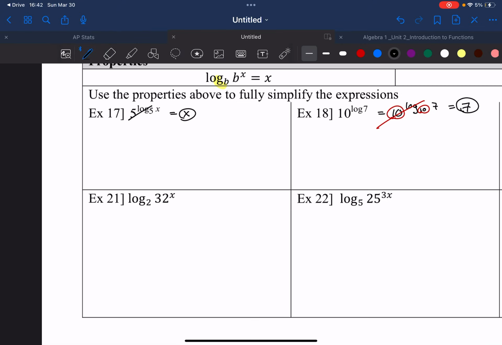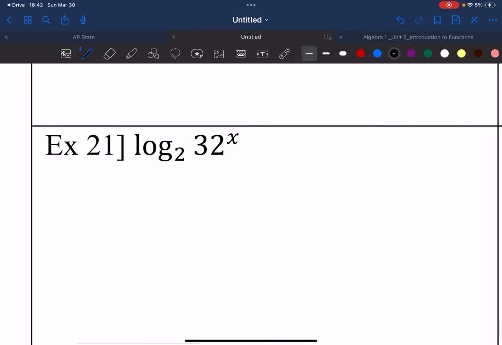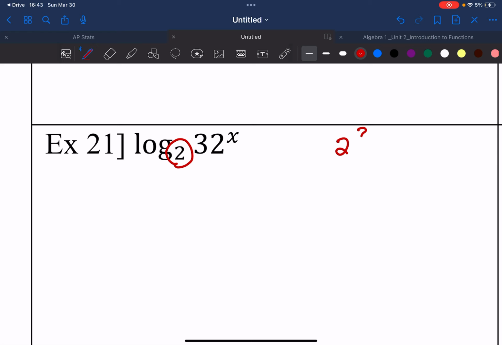Okay, so notice here is where now we don't have something that can just cancel out right off the bat. But we are able to rewrite this where we have the same bases. So for example, we see a base 2 right here. Well, I can turn 32 into something where it is 2 to the power of a number. So let's see. 2 to what number gives me 32? Well, remember, we can check that on our calculator.